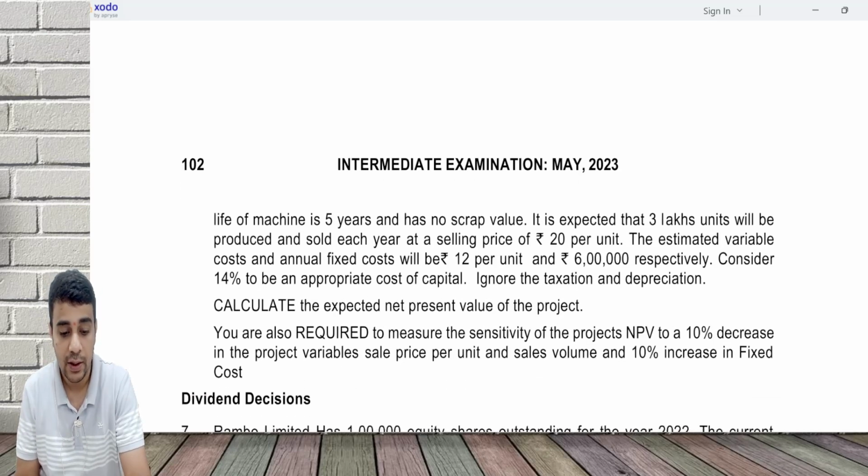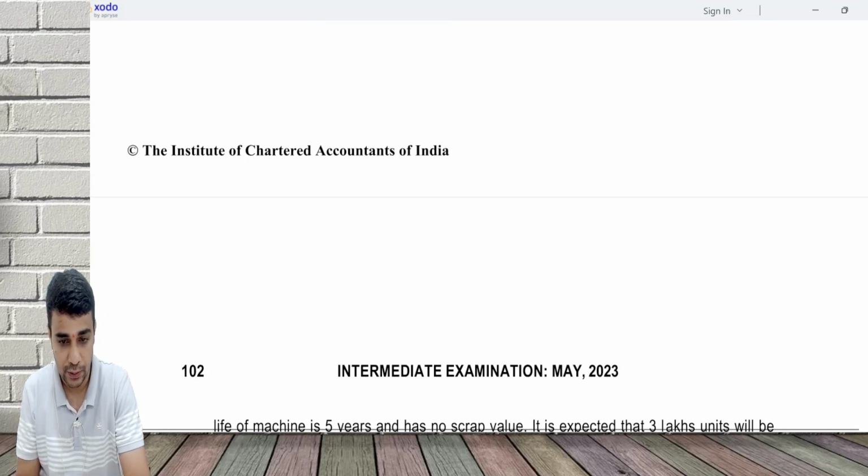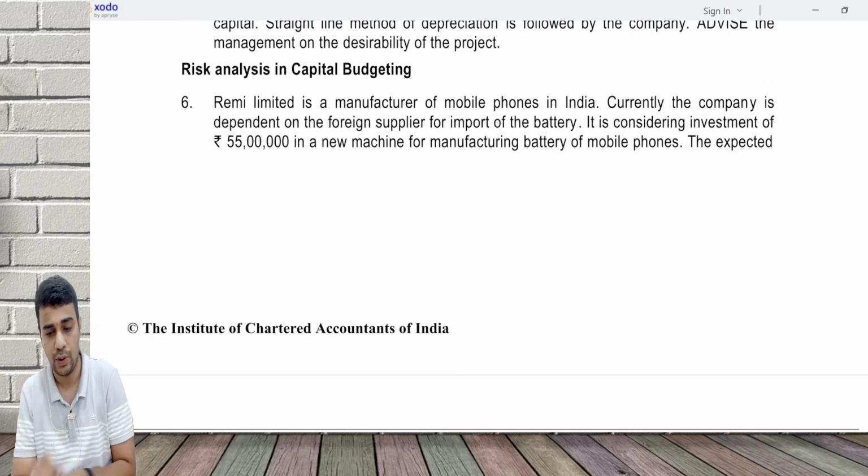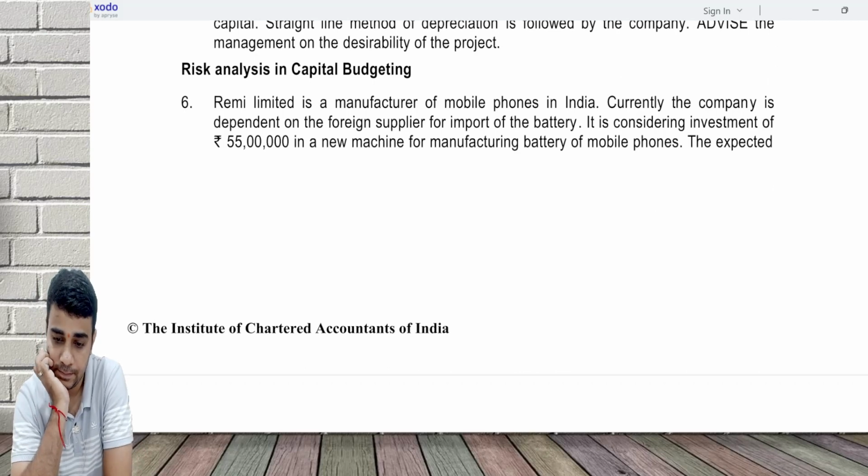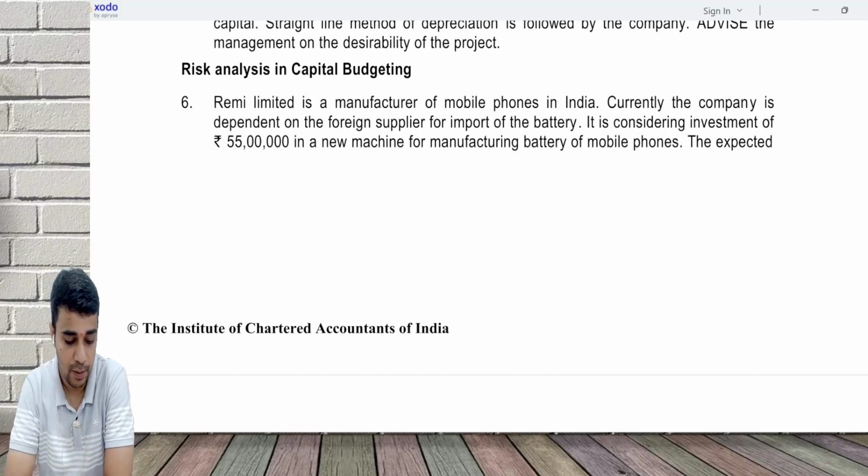Calculate NPV. You are also required to measure the sensitivity to a 10% decrease in the project variables. What are the variables? Selling price is one variable, sales volume is another variable, and fixed cost is the third variable, where there will be a 10% increase. Go through the question. This is a problem on sensitivity analysis, a fairly simple question.